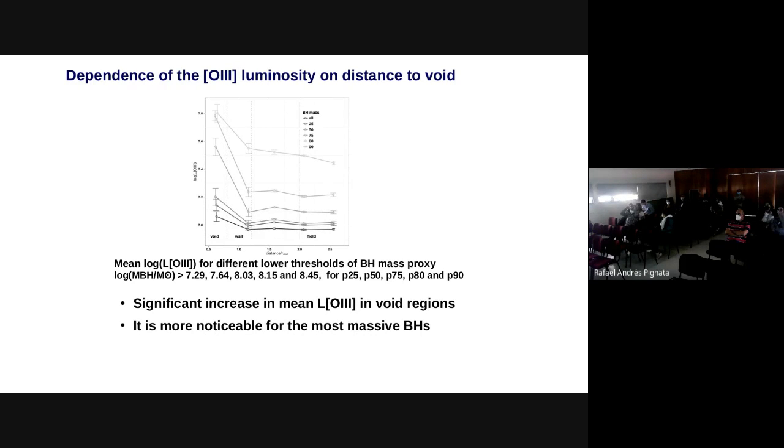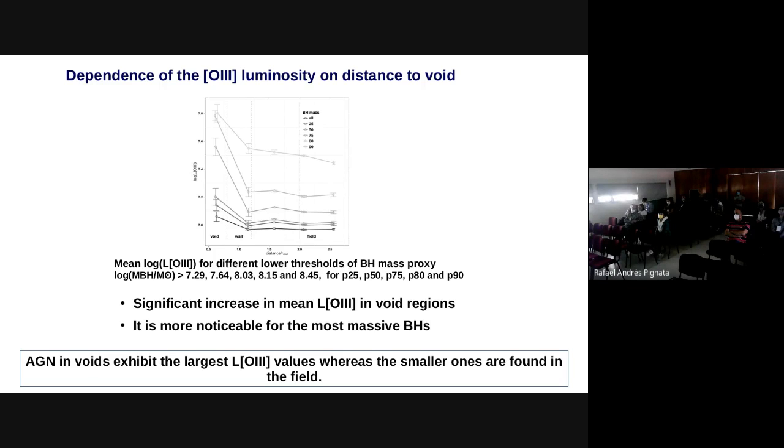We analyze also the mean value of the luminosity of [OIII] as a function of the distance to the void, and the different colors correspond to different percentiles of black hole mass. The darkest is for lower mass, and the lighter for the higher mass. In spite of the percentile and in spite of the black hole mass, we obtain higher values for the luminosity of [OIII] in void and walls, and this is consistent with an increase of the AGN activity in voids.